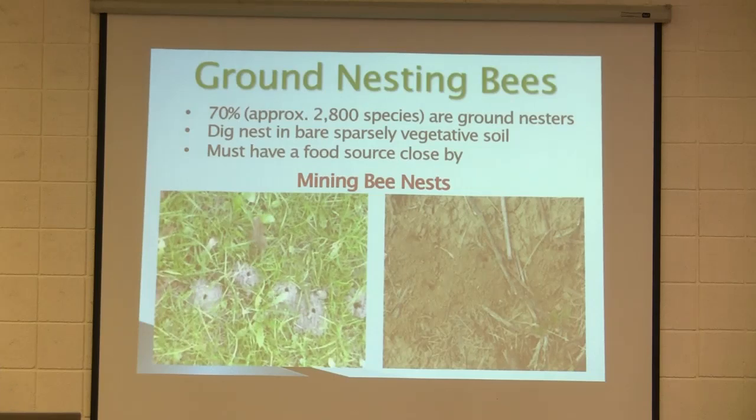Most of what we see in Kansas are ground nesting bees. They actually look like anthills. So if you see ground that looks like an anthill, but you see no ants, it's probably a ground nesting bee hive. They dig their nests in sparsely vegetated soil, and they don't travel very far. They stay by their nests, so they have to have a food source fairly close to their nests.